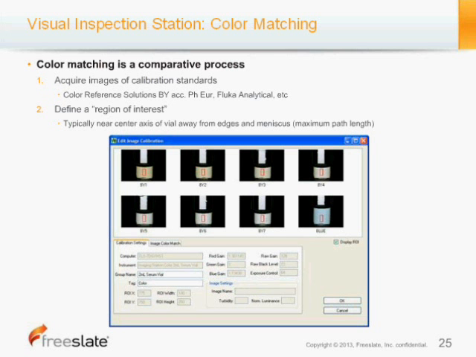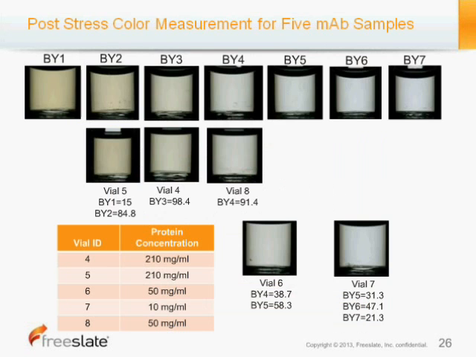An example of doing that analysis is this analysis of 5 monoclonal antibody solutions. Across the top here, you can see the calibration standards from BY1 through BY7. You can see that we were analyzing 3 different monoclonal formulation concentrations, a 210 milligram formulation, a 50 milligram formulation, and a 10 milligram formulation.